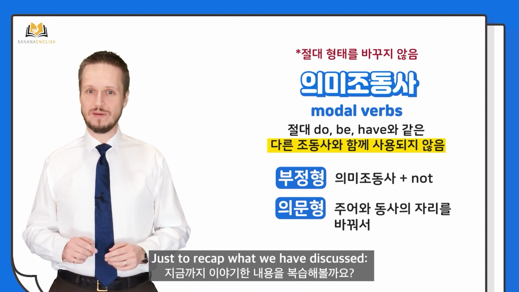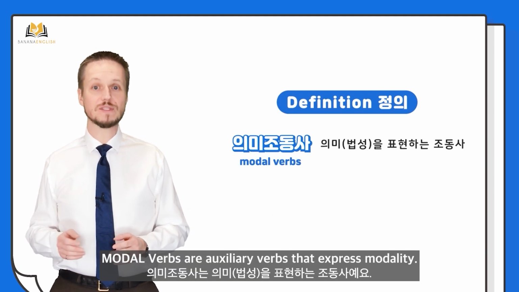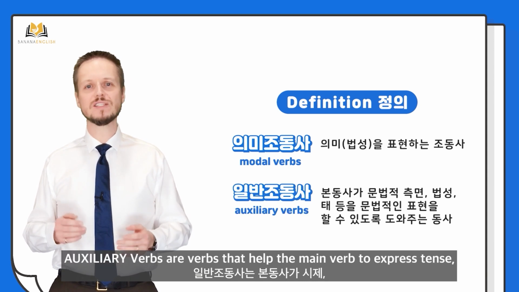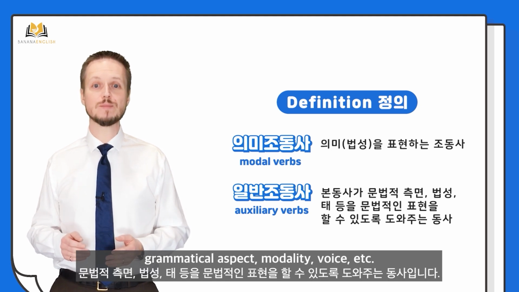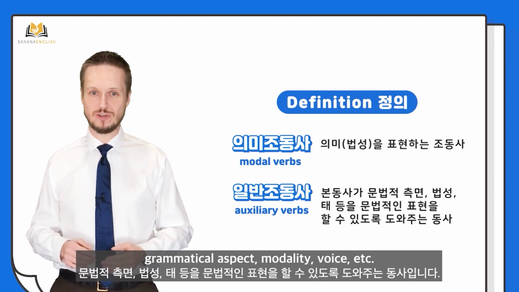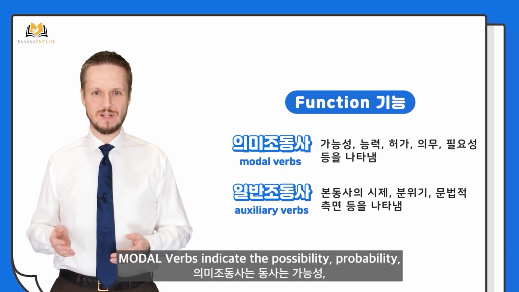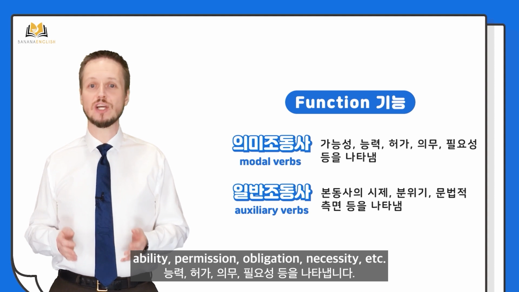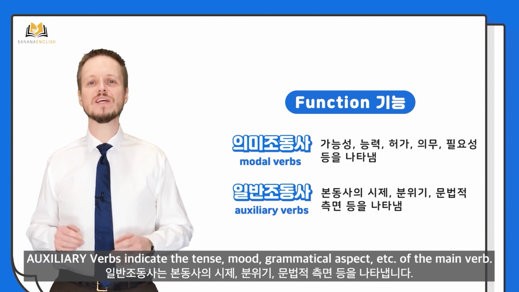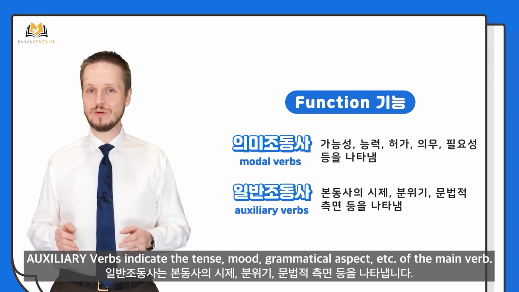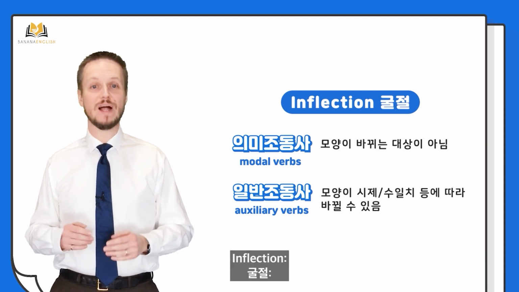Just to recap what we have discussed. Definition: modal verbs are auxiliary verbs that express modality. Auxiliary verbs are verbs that help the main verb to express tense, grammatical aspect, modality, voice, etc. Function: modal verbs indicate the possibility, probability, ability, permission, obligation, necessity, etc. Auxiliary verbs indicate the tense, mood, grammatical aspect, etc. of the main verb.